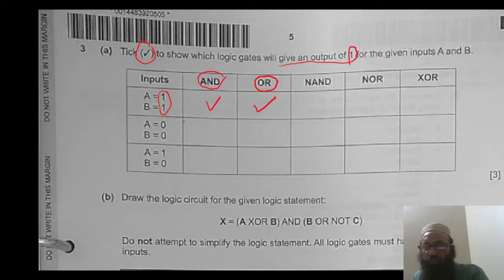Now A is 0, B is 0. In AND gate, both are 1, then output is 1, so this will not be selected. OR gate says if either is 1, nothing is 1. NAND gate says if both are 1, then output is 0, otherwise output will be 1. So A is 0, B is 0, output will be 1. NOR gate says if either is 1, output will be 0. Here no one is 1, so output will be 1. XOR gate says if both are different, no, both are same.